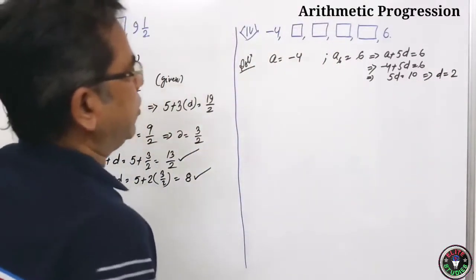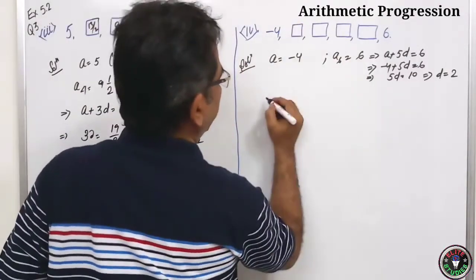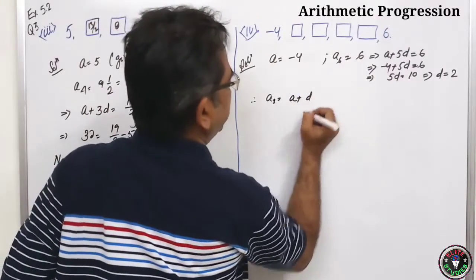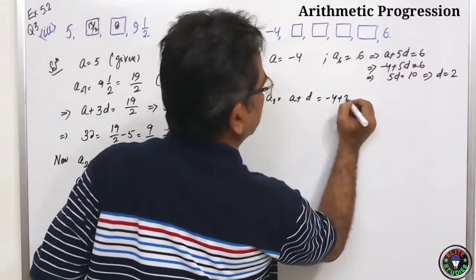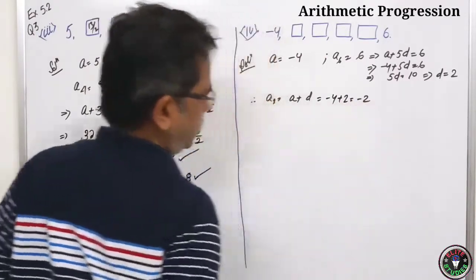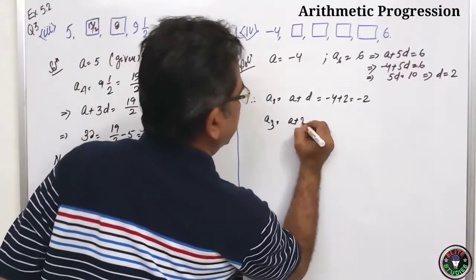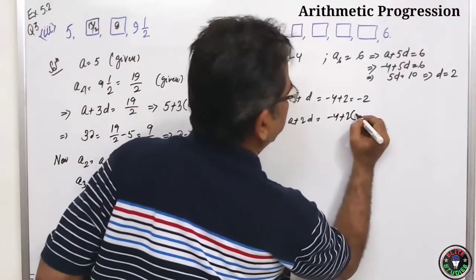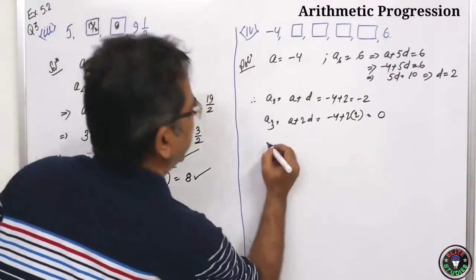Clear? Now we got A and we got D, so we can easily get the terms. A2 is A plus D, with A as minus 4 plus 2, which is equal to minus 2. And A3 is A plus 2D: minus 4 plus 2 into 2, so minus 4 plus 4, it is 0.